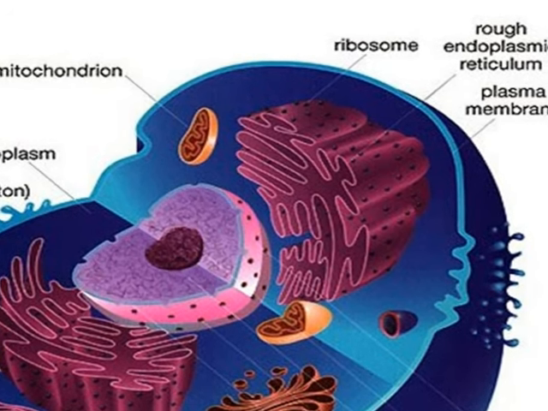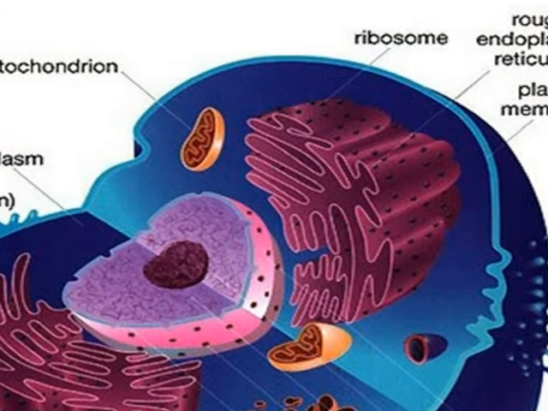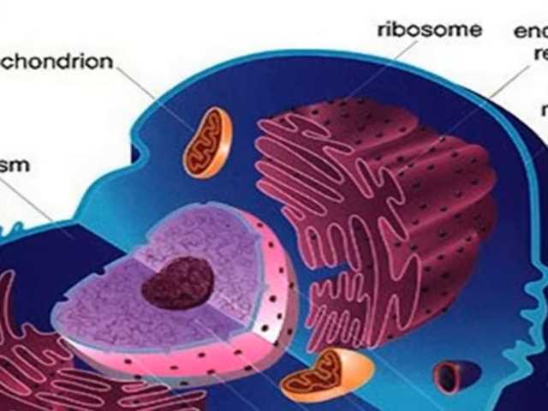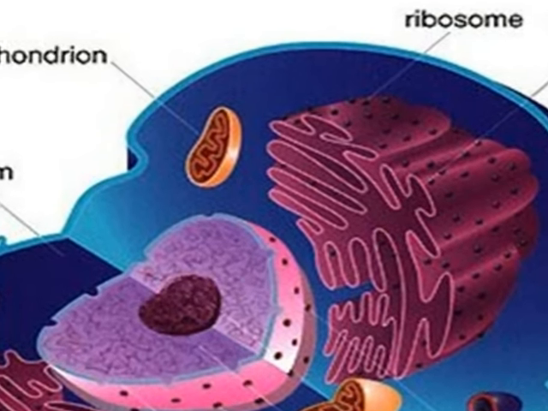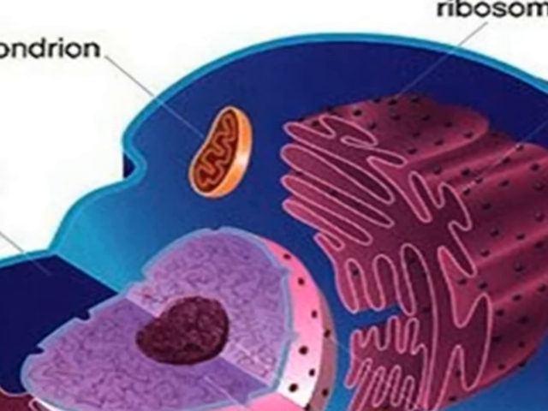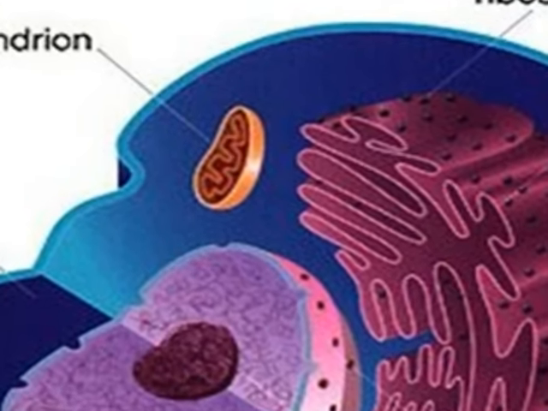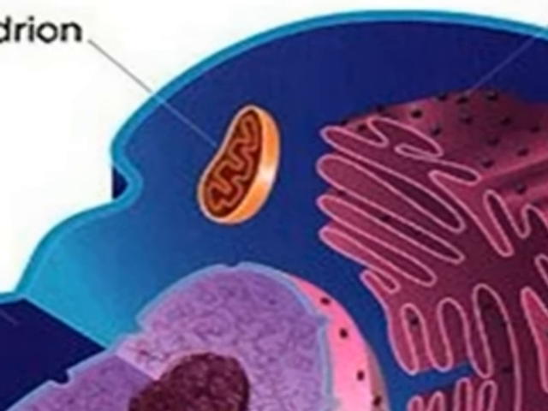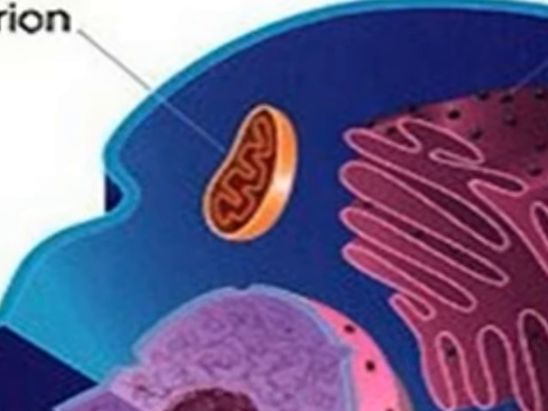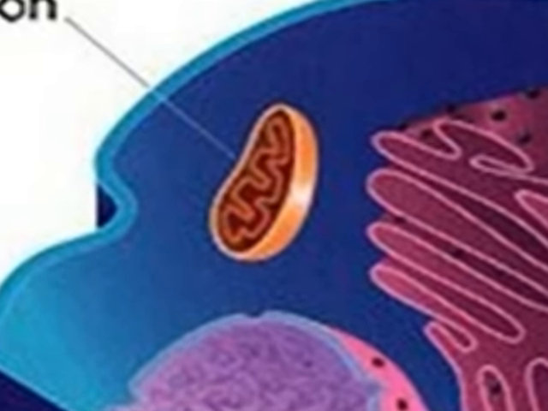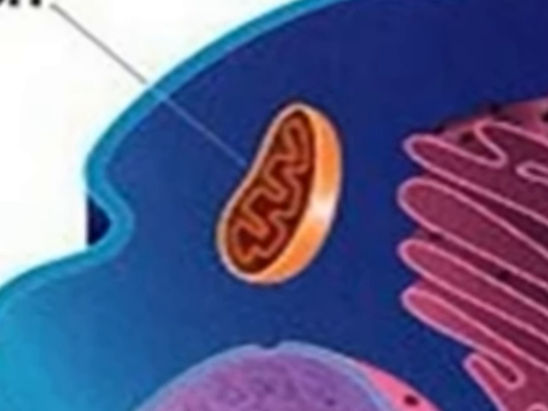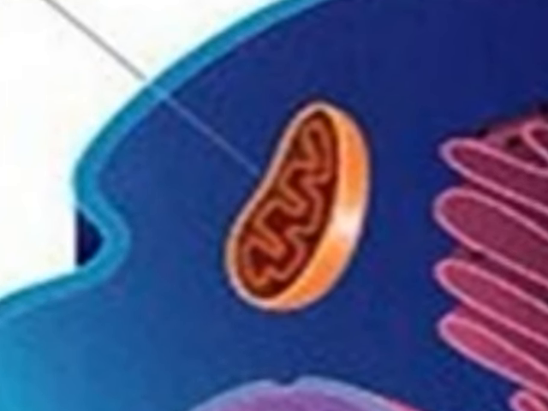Now, as you look to your right, you can see at various locations of the animal cell that there are large energy sources called the mitochondria. These structures undergo cellular respiration and produce ATP from sugars, fats, and other fuels.